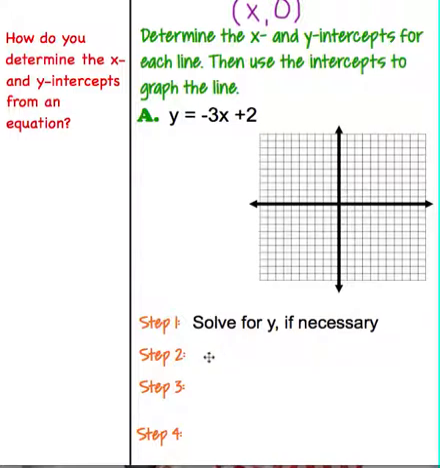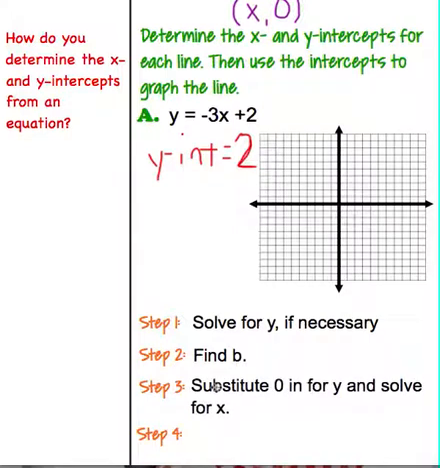Step 2 is going to be to find B, or our y-intercept. In the case of our problem that we have down here, our y-intercept is going to be 2. And I'm going to write y-intercept instead of writing B because I want to make sure that I don't mix them up, because I don't have a letter that represents the x-intercept. So then step 3 is going to be to substitute 0 in for y and solve. And finally, we're going to plot our intercepts and graph our line.